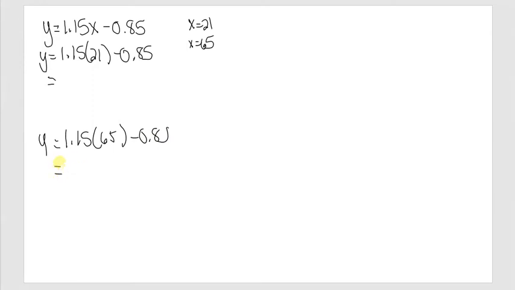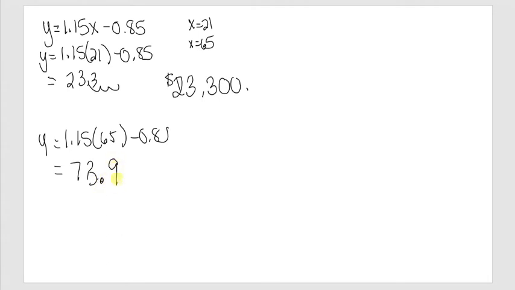Okay, so 1.15 times 21 minus 0.85, I get 23.3. So this would be equivalent to $23,300. Because remember, this goes over those 3 zeros. And the same thing for a guy that's 65 years. So maybe 73.9. So this would be equivalent to earning 73,900.